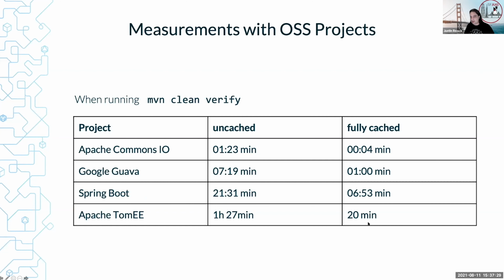But just to give you some other public results here, the Commons IO library, also running Gradle Enterprise with cache: a 1 minute 23 second build. Again, a 1 minute and 23 second build doesn't seem bad until you realize that you can turn on caching and have a 4-second build instead. Right? Google Guava, a 7 minute, 19 second build down to 1 minute. Spring Boot, talking about that earlier, 21 minutes down to 6. It's lower than that now.